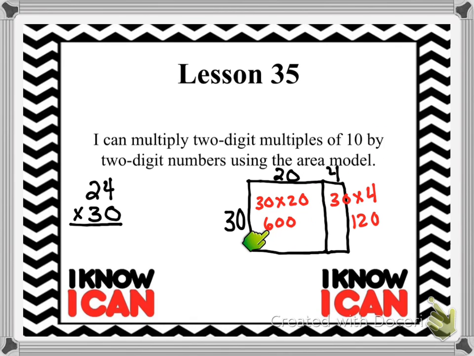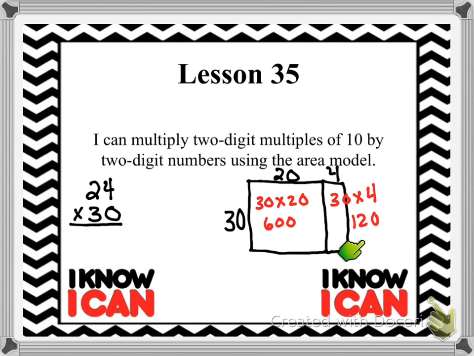So what we do first is 30 times 4. 30 times 4 is 120. 3 times 4 is 12, and then there's your 0, 120. Then over on this side, we do 30 times 20. 30 times 20 is 600. These are what we call the partial products, and we've done partial products before.